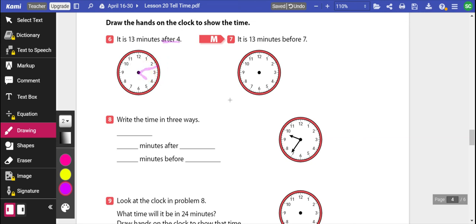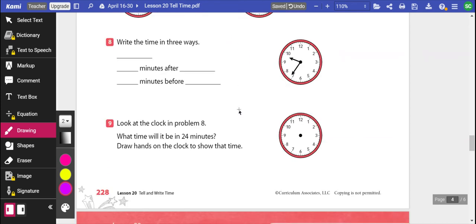Okay. And over here, 13 minutes before 7. So that means it's almost 7 o'clock, but it's not 7 o'clock yet. So we're still in the 6s for that. But we're going to be looking really close to the 7 o'clock because 13 minutes is close to 7. So I need to go back 13 minutes from here. So that's 5, 10, 11, 12, 13, about right here. There we go.